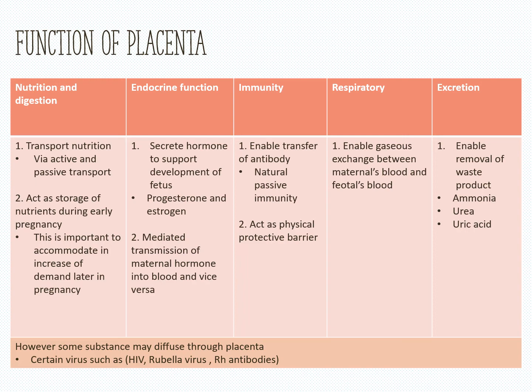For respiration, it will enable gas exchange between maternal blood and fetal blood. And lastly, for excretion, it will enable removal of waste products such as urea, ammonia, and uric acid. However, the placenta does not completely stop all substances from crossing it. Certain viruses such as HIV, rubella virus, and Rh antibody can potentially damage and cause death to the embryo.